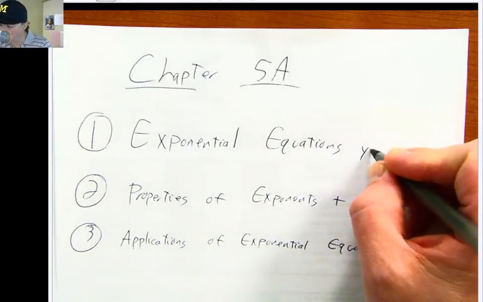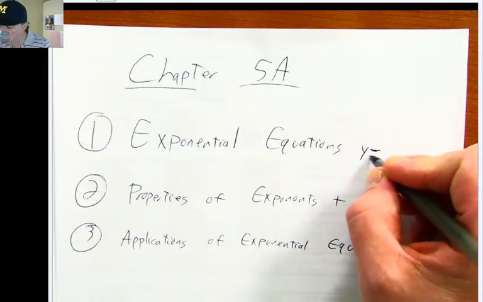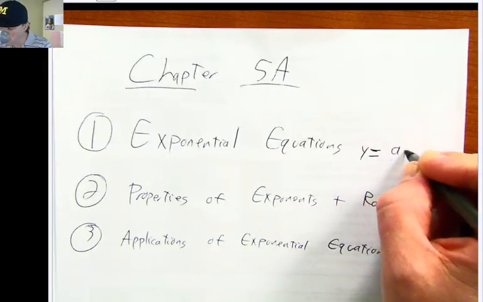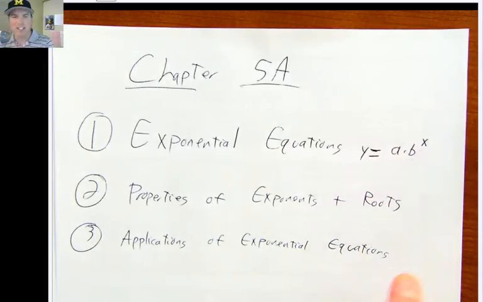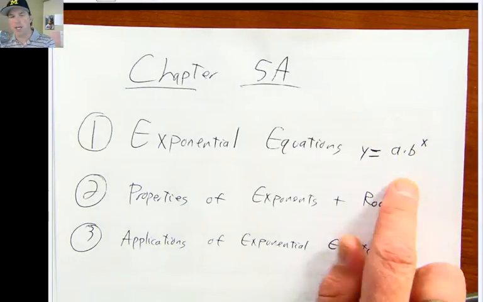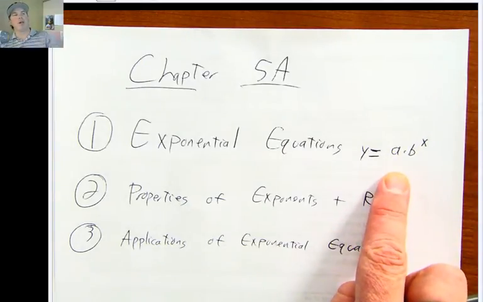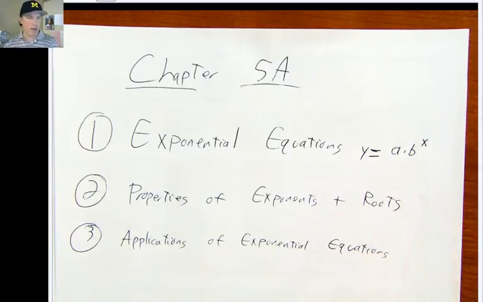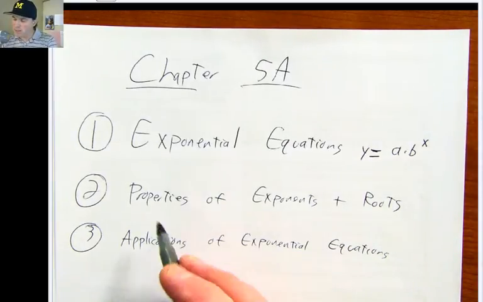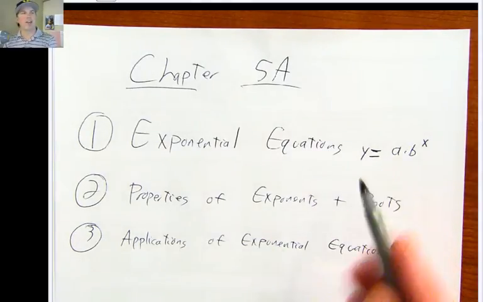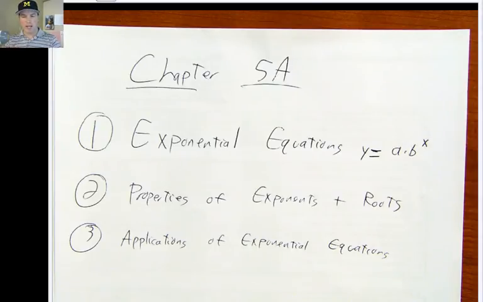Exponential equations are equations that typically look like, I usually think of them as a times b to the x. We're going to do it a lot more complicated than this, but this is your typical looking exponential equation. Then we're going to spend about a week talking about the equation and the graph, like how we did with the parent functions in the previous chapter.